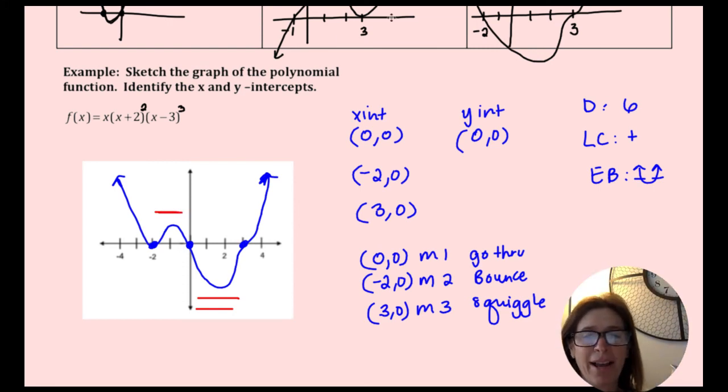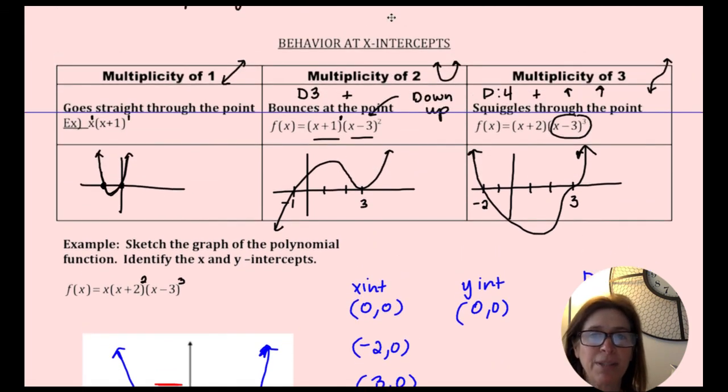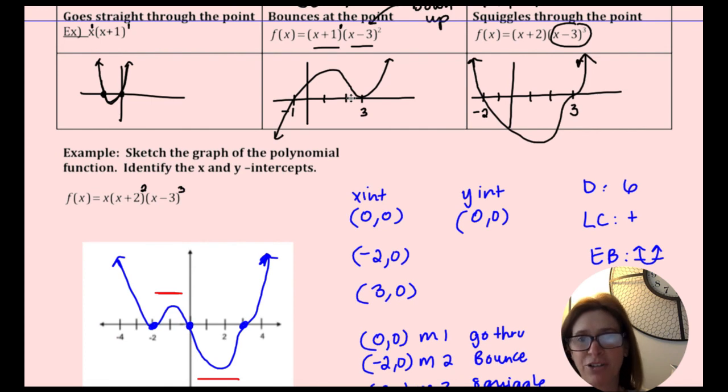All right, guys, that was a quick review of behavior at the x-intercepts and multiplicity, and how to factor to put a polynomial into intercept form.